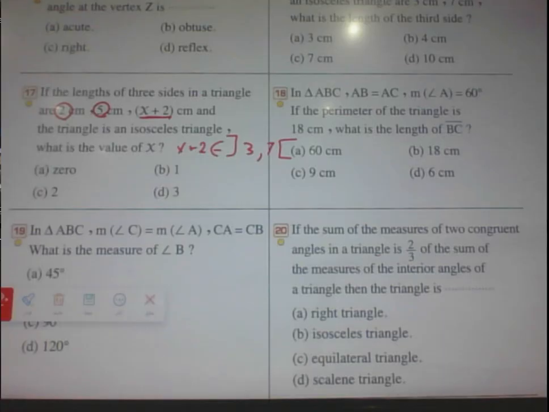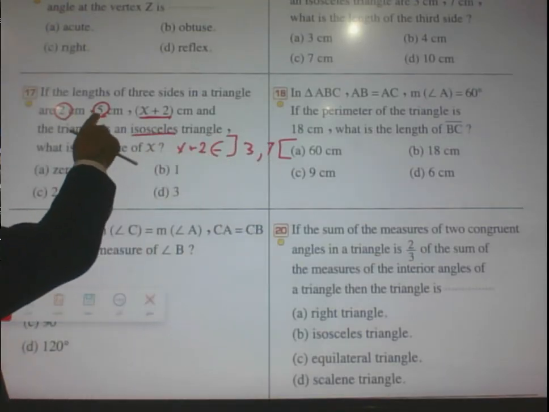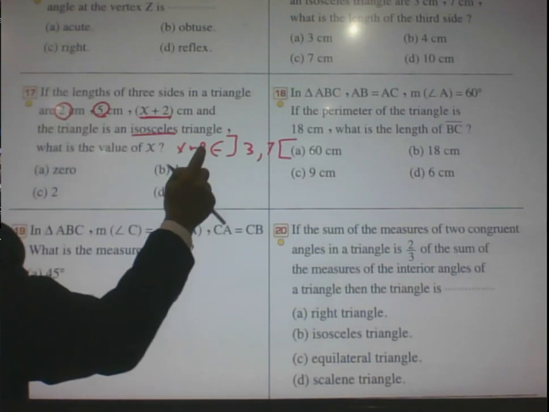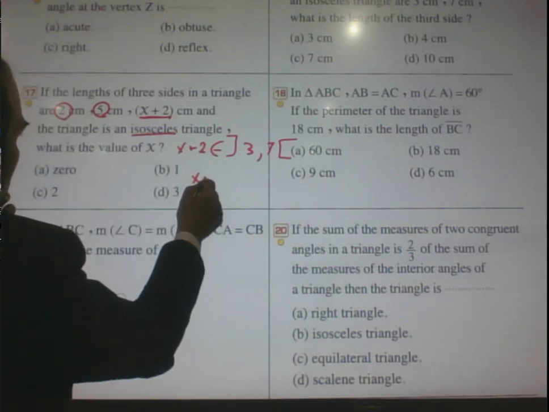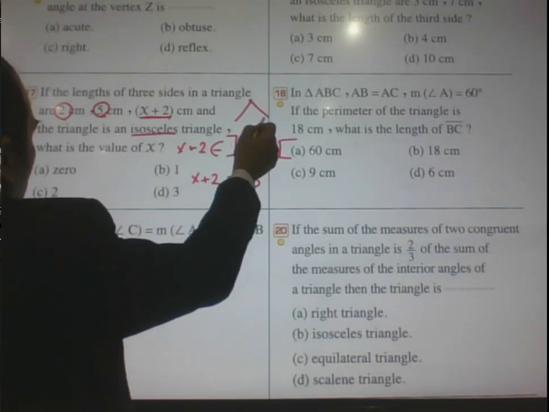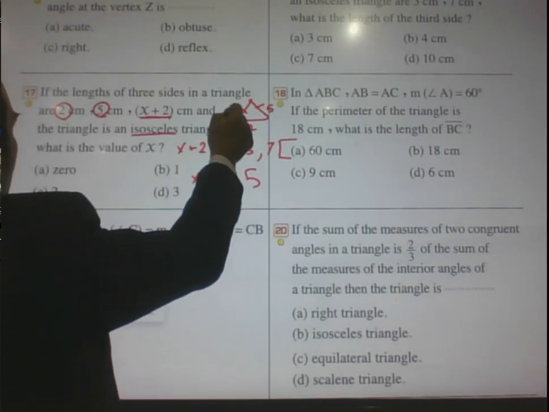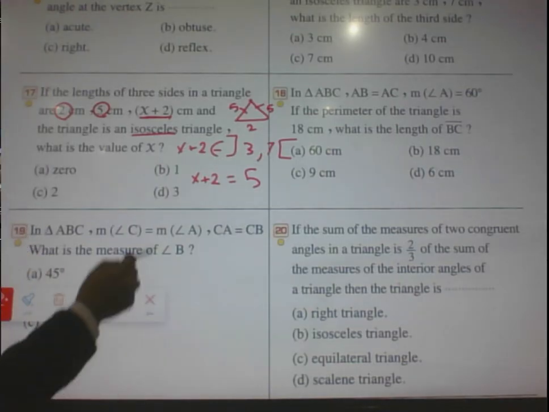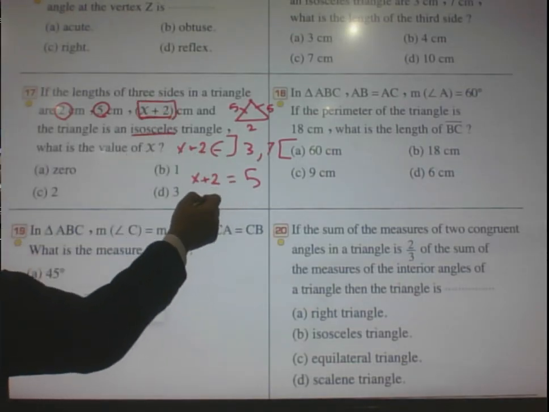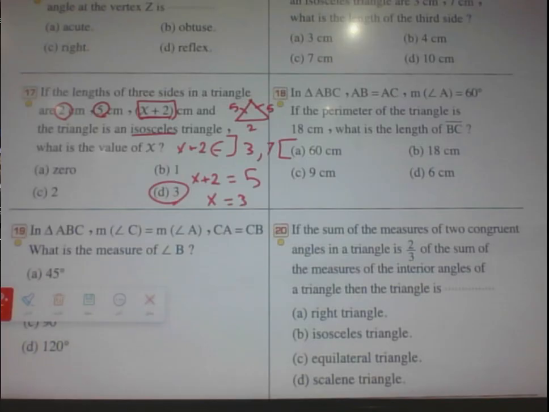Here they give me the information that it is isosceles. What is the length between 3 and 7, 5 or 2? 5. Then the third side will be 5. Then x plus 2 will be equal to 5, because the triangle is isosceles and we have two equal sides. We have 2 centimeters and 5, then the third will be 5 centimeters also. Then x plus 2 is 5, meaning x equals 3. The length of x here equals 3 centimeters.